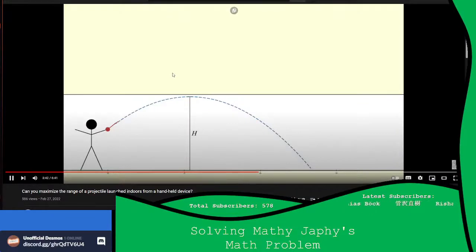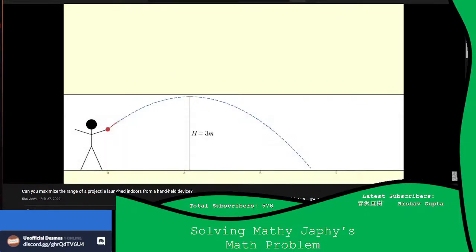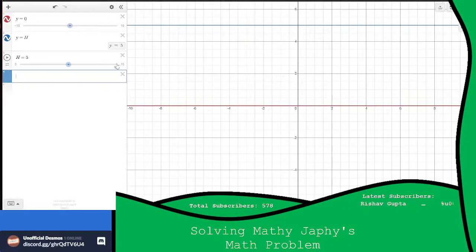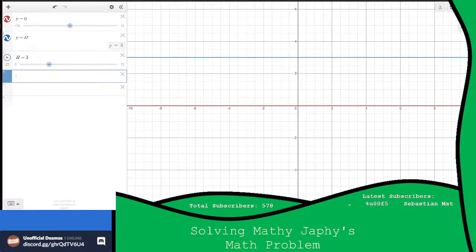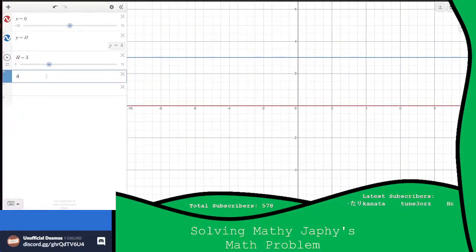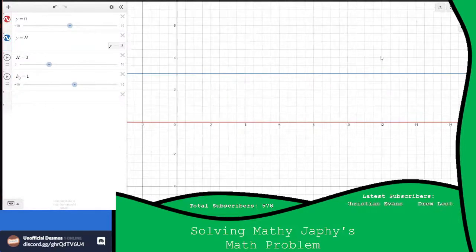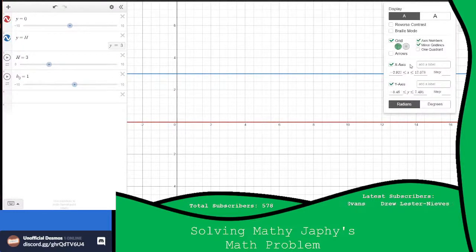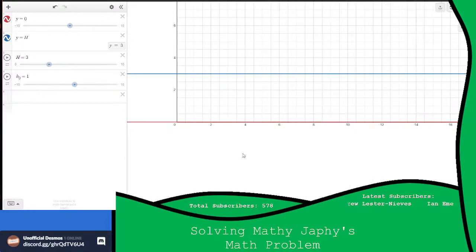The ceiling. I'm using 3 meters for this animation. Okay, so let's use 3 meters. Of course, we're using metric system because metric system is the best. Let's use h naught for the initial height. H naught for the initial height. Let's make it 1. So, you know what? We're just going to do 1 quadrant.